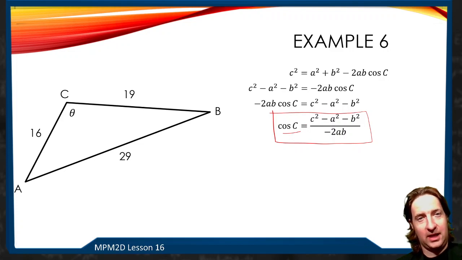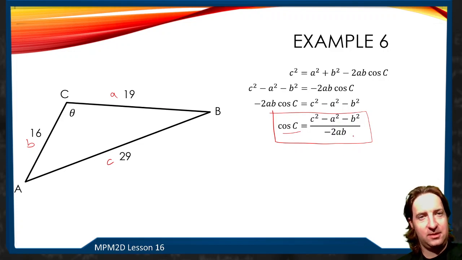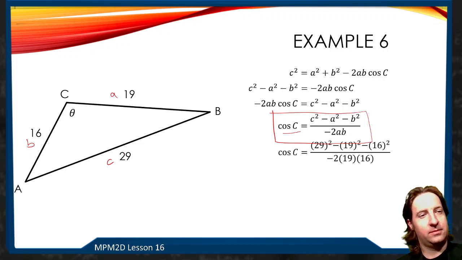And we can now replace our lengths. Now, we got to be careful here. So 29 is C, right? That's opposite. 19 is A, and 16 is B, right? Because that's how we label these things. So we got to be careful when we substitute in that we substitute the right numbers. So let's see. 29 goes first. Oh, my box got too big there. So 29 goes first because that was C. So 29 squared, take away 19 squared and 16 squared, divided by negative 2 times 19, 16.